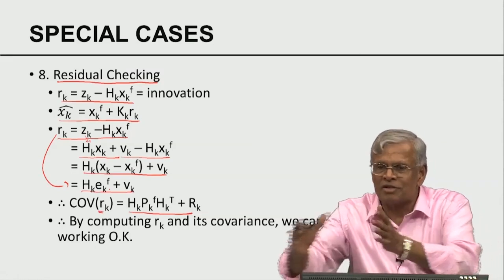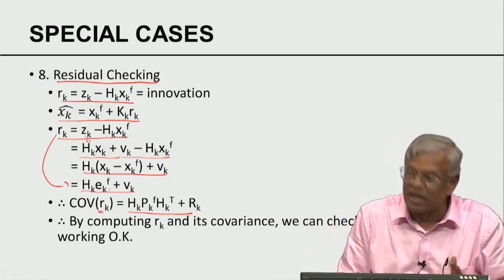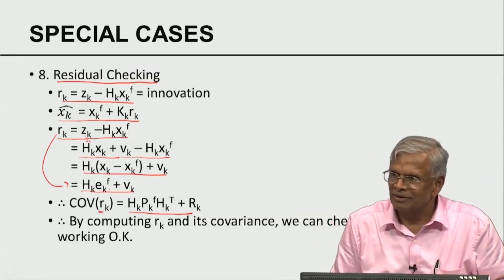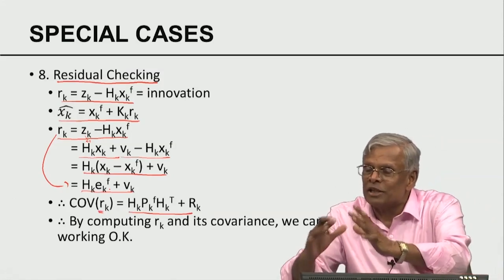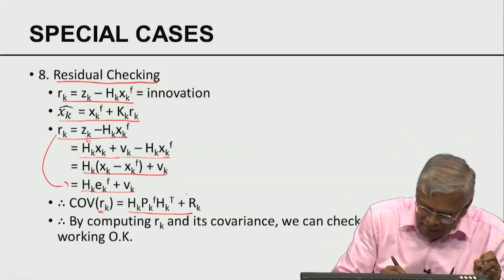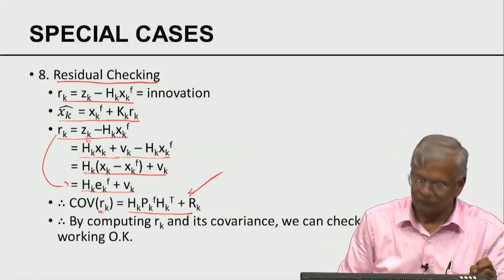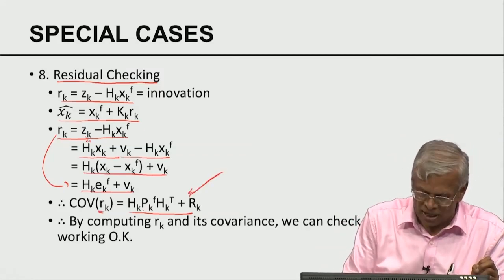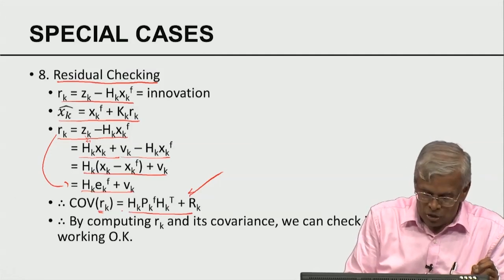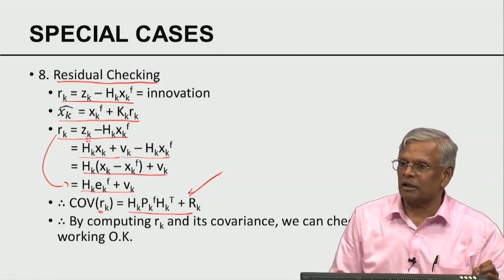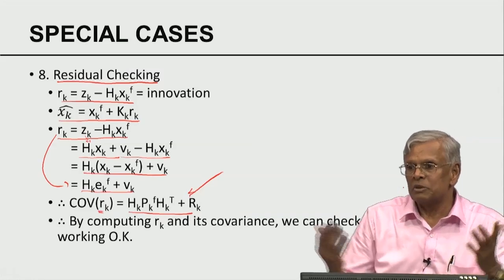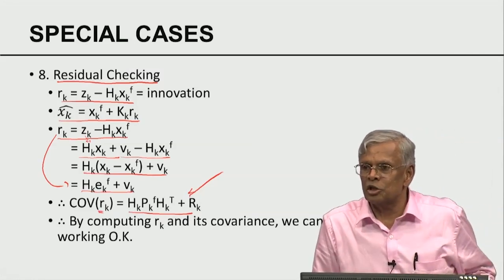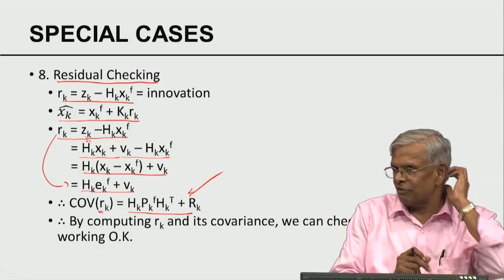If you have the time series of the residual, from it you can compute the covariance of the time series. So the value computed from the residual time series must match this. You know HK, you know the forecast covariance, so you can practically compute this. If these two agree, that means the implementation is pretty good. That is the way to check the residuals.